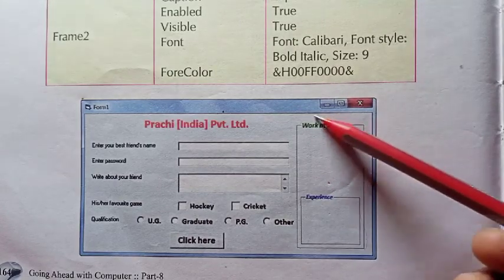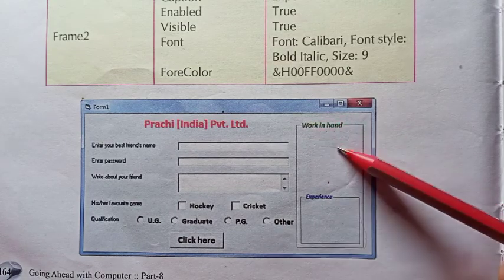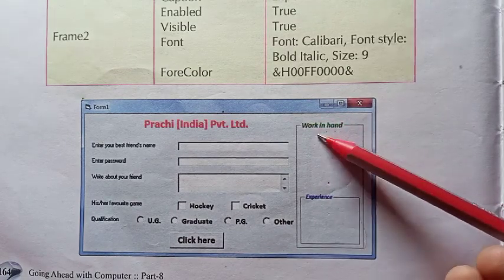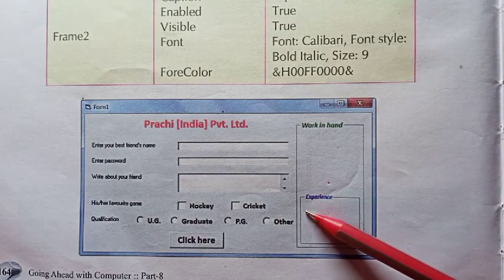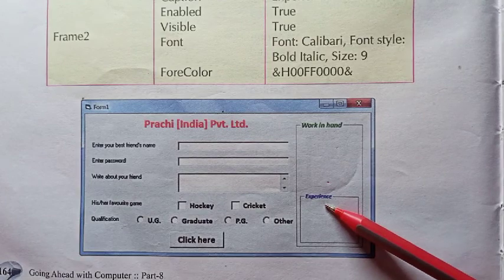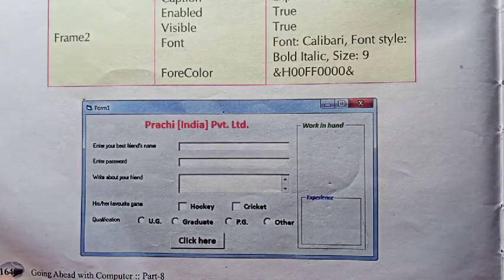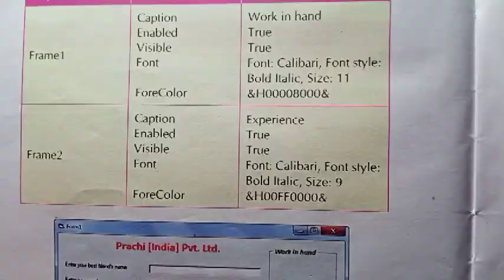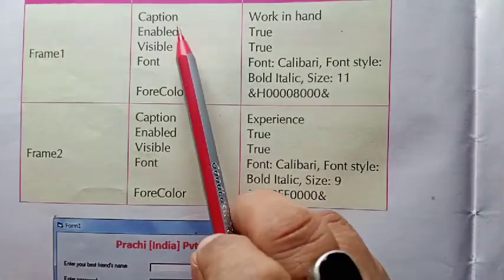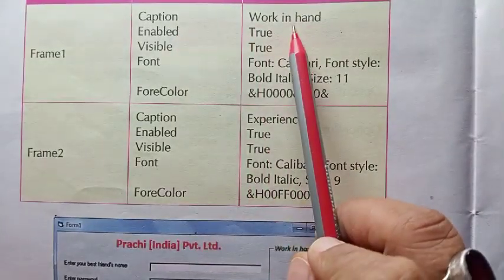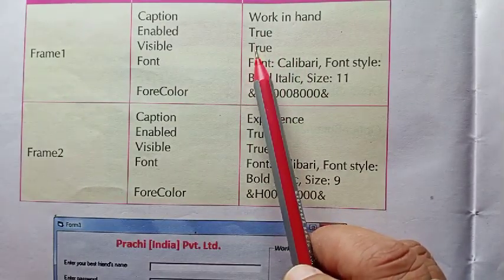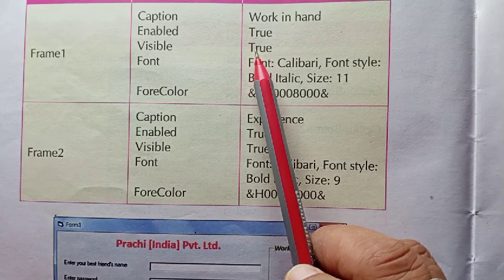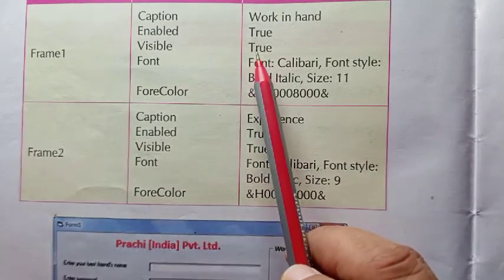That means the caption property of this first frame is going to be work in hand, and the caption property of this second box is going to be experience. So what are we going to do? How are the properties going to be changed? Let us see. For the first frame, we are going to take the caption property and change it to work in hand. Enabled we will keep true, visible we will keep true. That means whether at runtime this is going to be visible or not. So we want to make it visible, therefore we are going to keep it true.